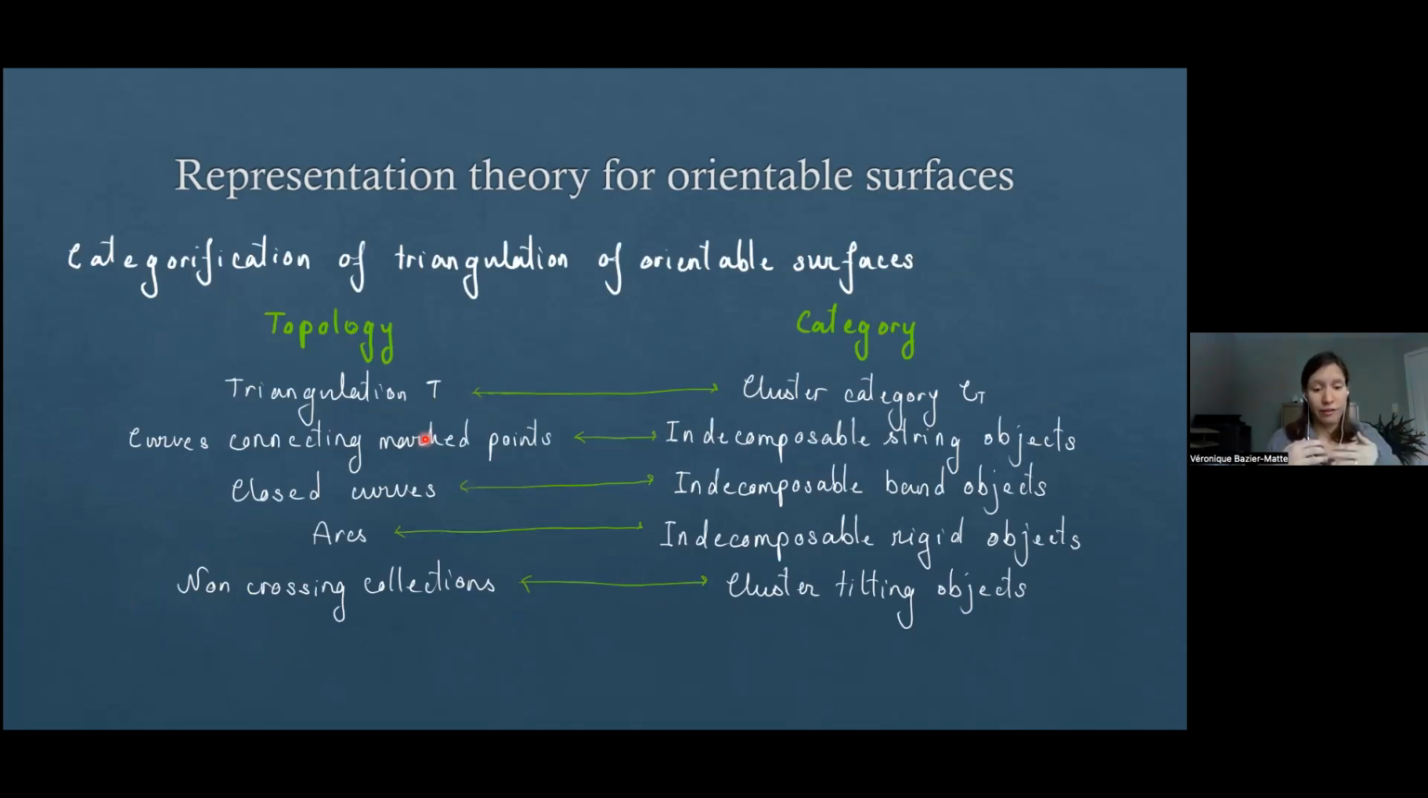We also have a lot of nice correspondences between what happens on the topological side and on the categorical side when we start from an orientable surface. I don't want to go through all these correspondences. I just want to emphasize that there is a lot of known material, and our goal was to try to adapt all that to the non-orientable case, to see if we could still have these nice correspondences and how it works.